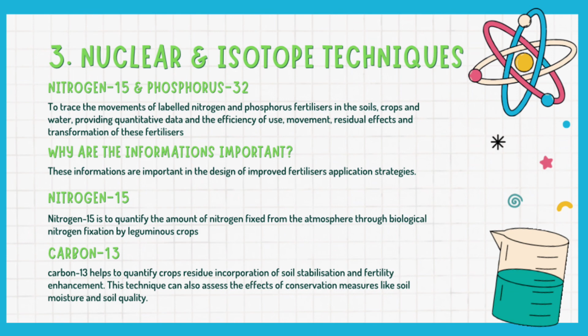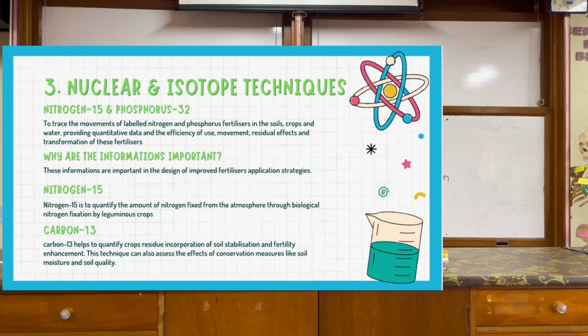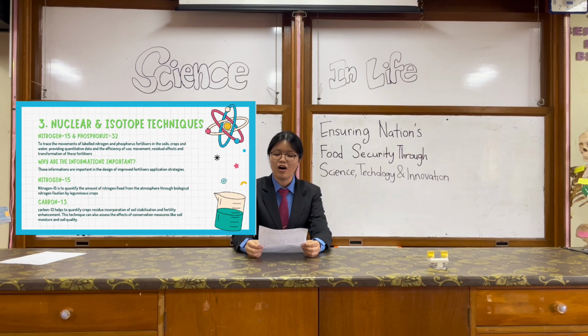Nuclear and isotope techniques include chemistry and biology. The isotopes of nitrogen-15 and phosphorus-32 are used to trace the movement of labeled nitrogen and phosphorus fertilizers in the soil, crops, and water, providing quantitative data on the efficiency of use, movement, residual effects, and transformation of these fertilizers. This information is important in the design of improved fertilizer application strategies.